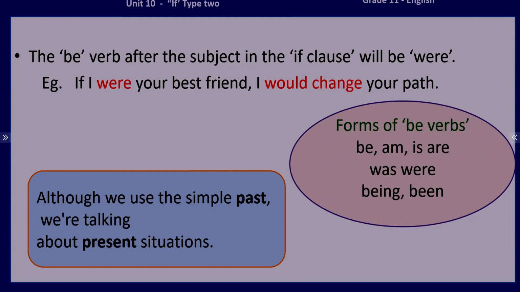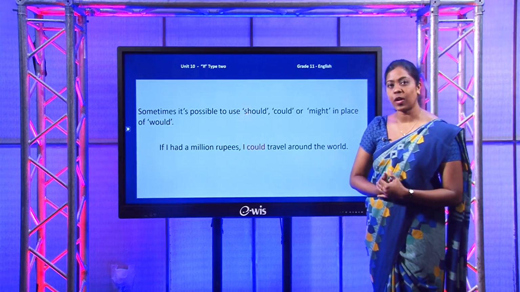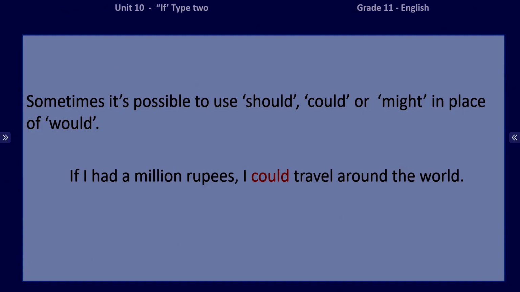Right? Okay. Another fact, adding more facts to your knowledge, sometimes it's possible to use should, could or might in place of would. You know, all of these are modal verbs. Right? Initially I told you that we use the modal verb would in the main clause along with the base form of the verb. But at the same time, please keep in mind that we can also use the modal verbs should, could or might according to the sentence.